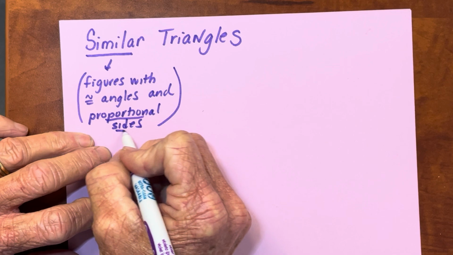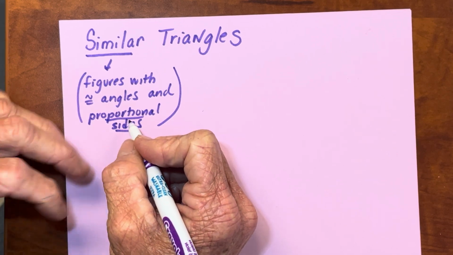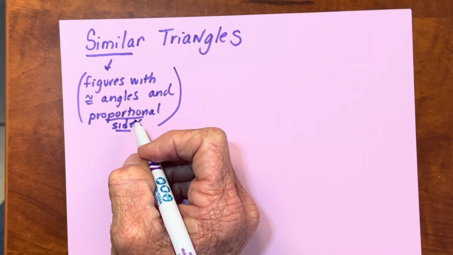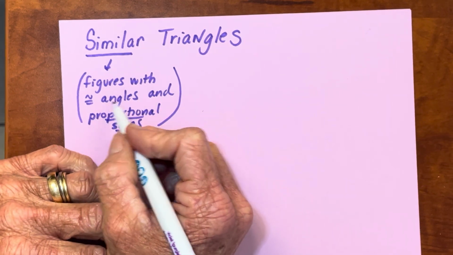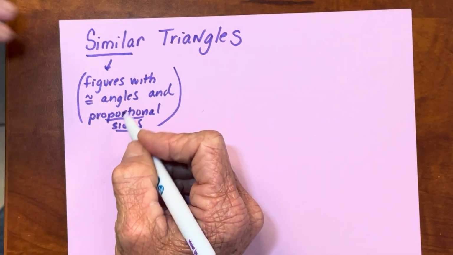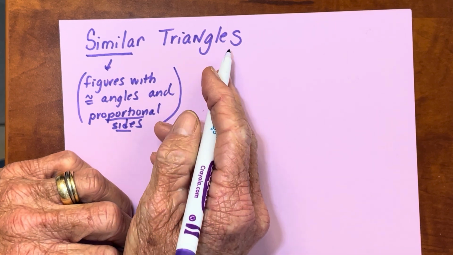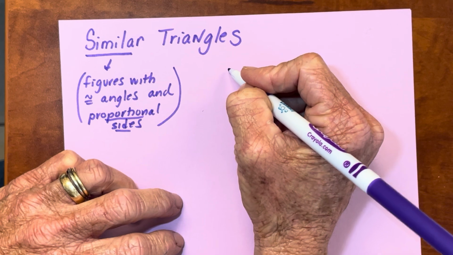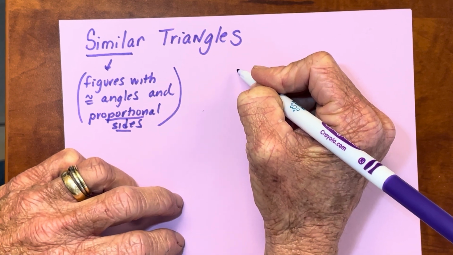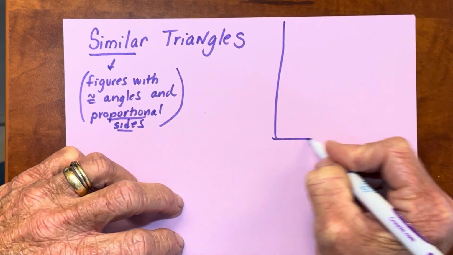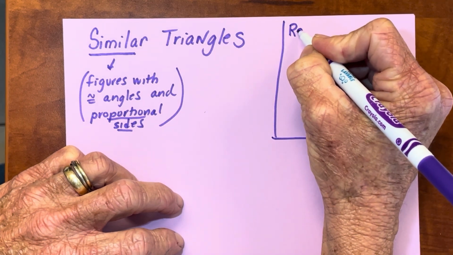And we see that proportional side relationship when we look at the scale factor between two similar figures. So if all the angles are congruent and all the sides are proportional, then we would know that we had a pair of similar triangles. But what we want to look at is, let's just do the quickest of reviews. So this is a quick review.